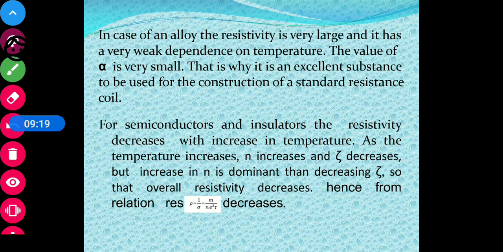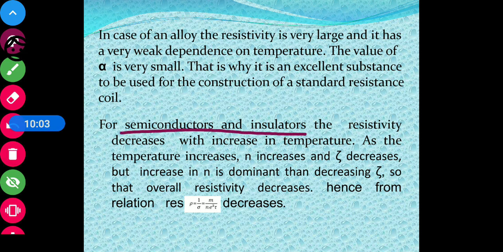In case of an alloy, which means a mixture of two metals, the resistivity is very large and it has a very weak dependence on the temperature. The value of alpha is very small, that is why it is an excellent substance to be used for the construction of standard resistance coils. Some instruments which are used in the labs, in which some resistors are used, are made from some alloy. In case of a metal, the resistivity increases with the temperature, but in case of an alloy, the value of alpha is very small, so there is a weak dependence on the temperature.